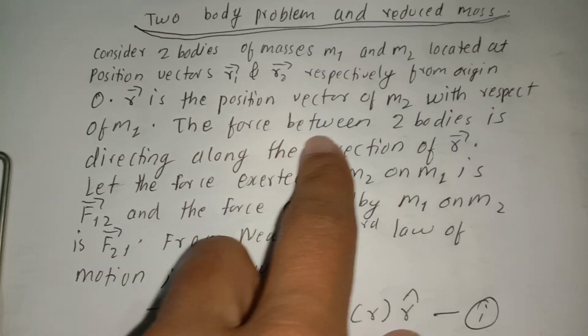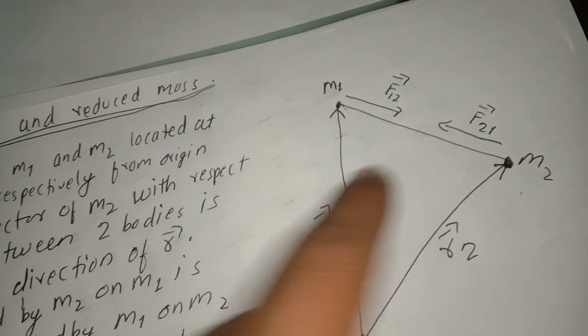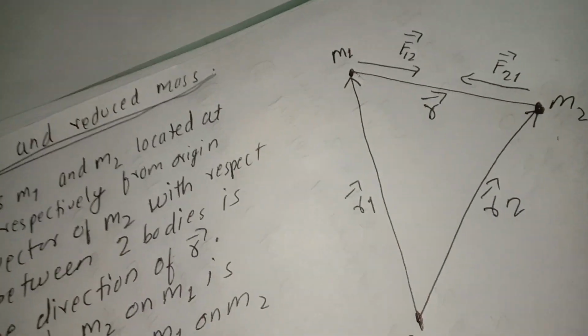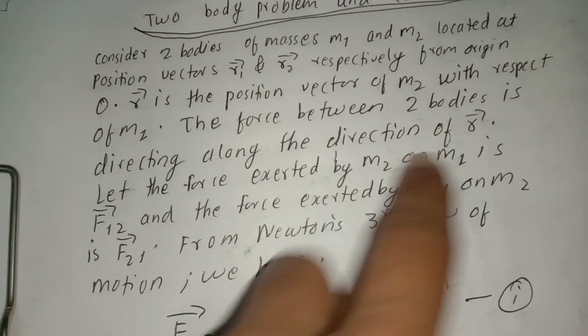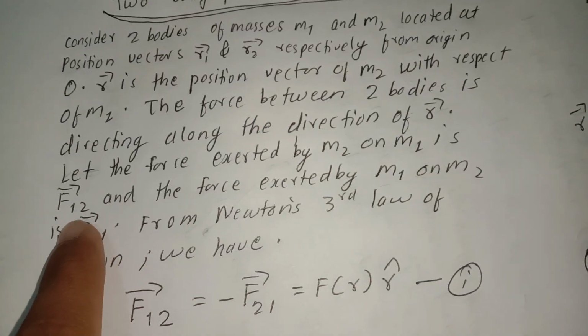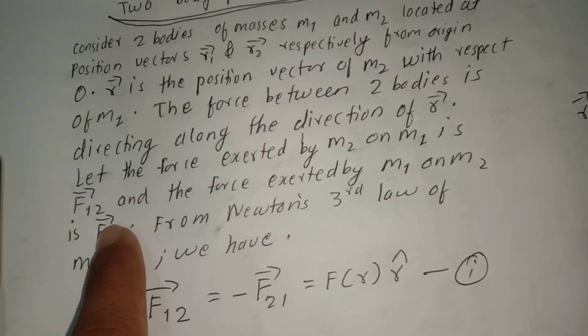Next, the force between the two bodies is directed along the direction of the r vector. So I need to write this as r vector. Now let the force exerted by m2 on m1 be F vector 12. So F12 is the force exerted by m2 on m1.